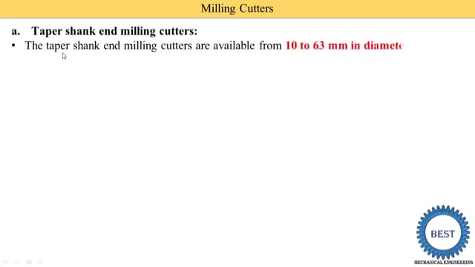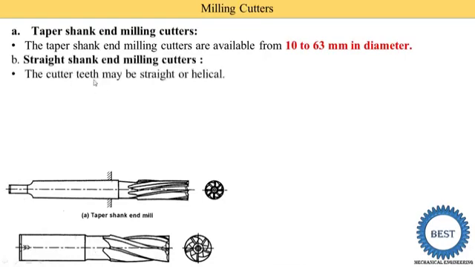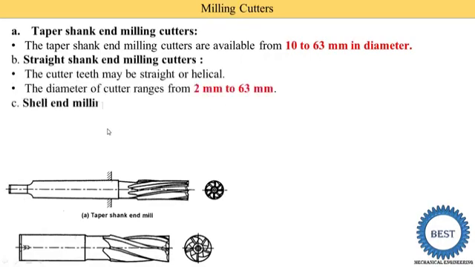These end mills also come as taper shank end milling cutters. The taper shank end milling cutters are available from 10 to 63 mm in diameter. In this image you see this is a taper shank and this is a straight shank. The second type is the straight shank milling cutter. The cutter teeth may be straight or helical. Diameter of cutter ranges from 2 mm to 63 mm.